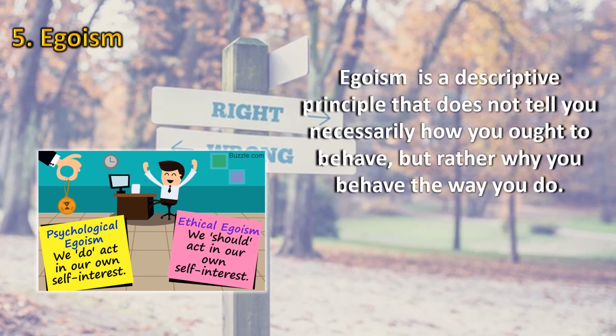Next, egoism. Egoism is a descriptive principle that does not tell you necessarily how you ought to behave, but rather why you behave the way you do. What does this mean? For example, psychological egoism asserts that a person will always act in their own self-interest, even when it appears as though they are not. Imagine that someone tells you that they volunteer at a soup kitchen once a month because they want to help the homeless.